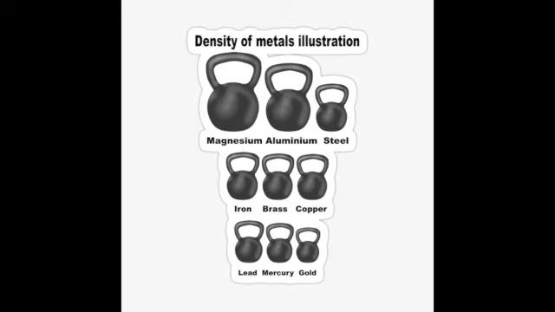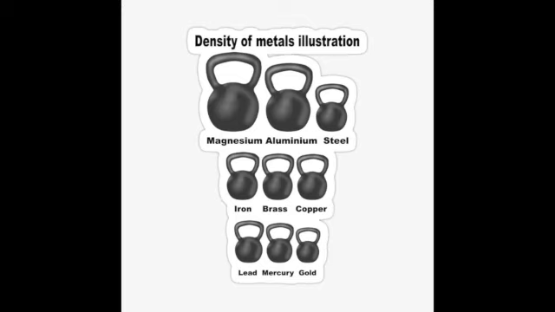Here is another way to look at it. In this picture you can see that there are different weights representing different types of metal. What you don't know is that all of these actually have the same mass. How is that possible that this magnesium weight can have the same mass as this weight here that says gold? Well, it's pretty simple. Their densities are much different.